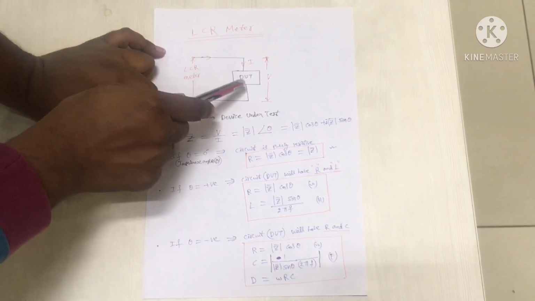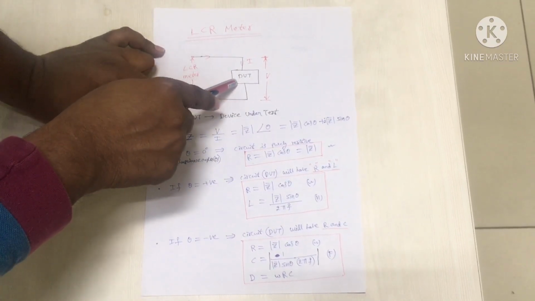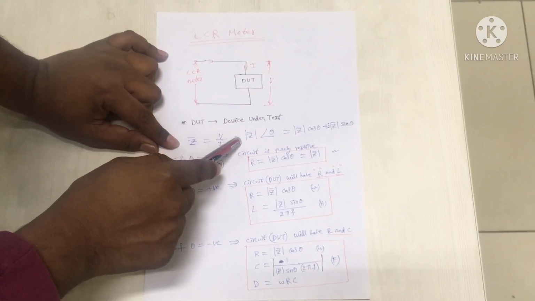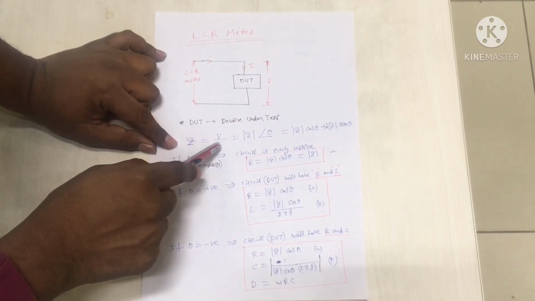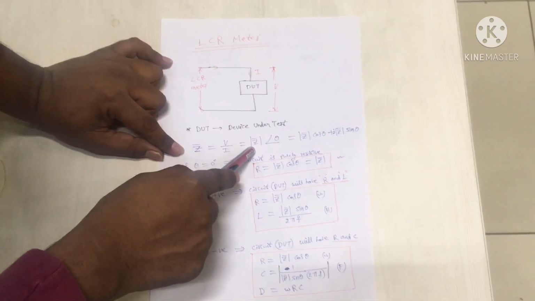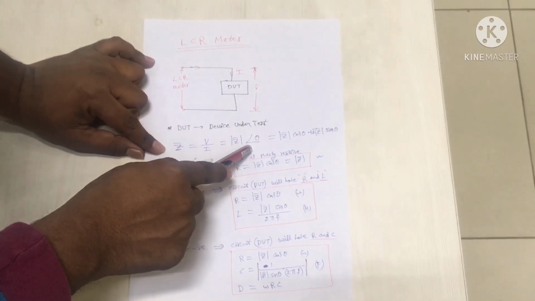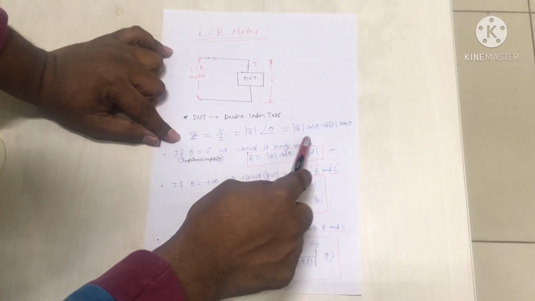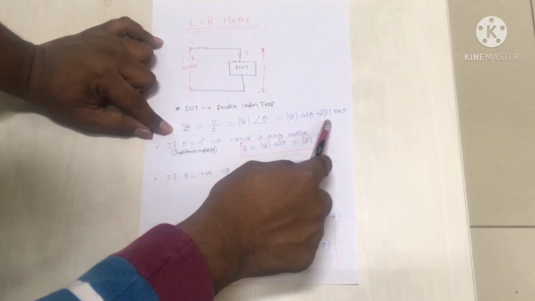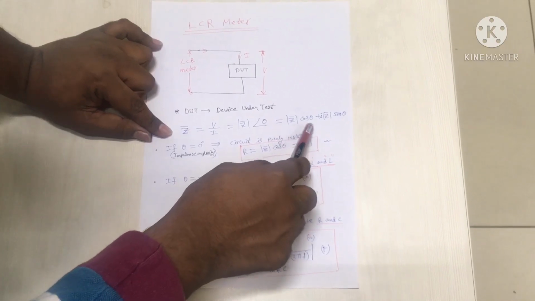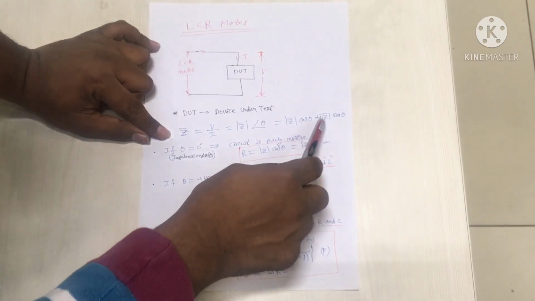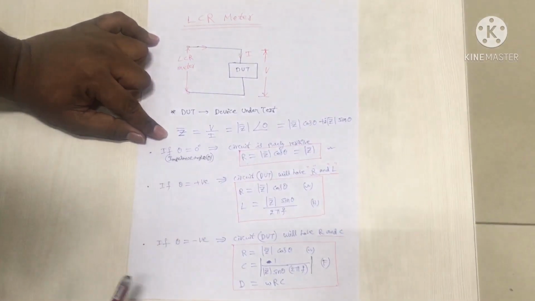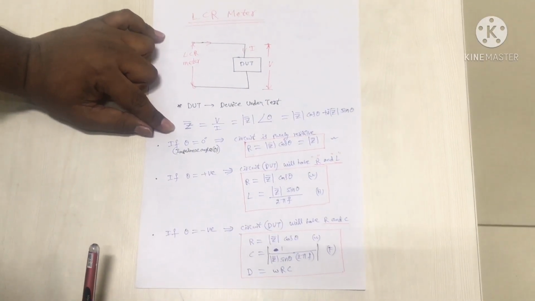Then AC current will be passing through this DUT, so that it will get the impedance, which is equal to the V by I ratio. Impedance has a magnitude and an angle in polar form. If we write it in rectangular form, it will be Z cos theta plus j Z sin theta. This Z cos theta will be the resistance, and if the angle is positive, Z sin theta will be positive, so it will give the inductive reactance.